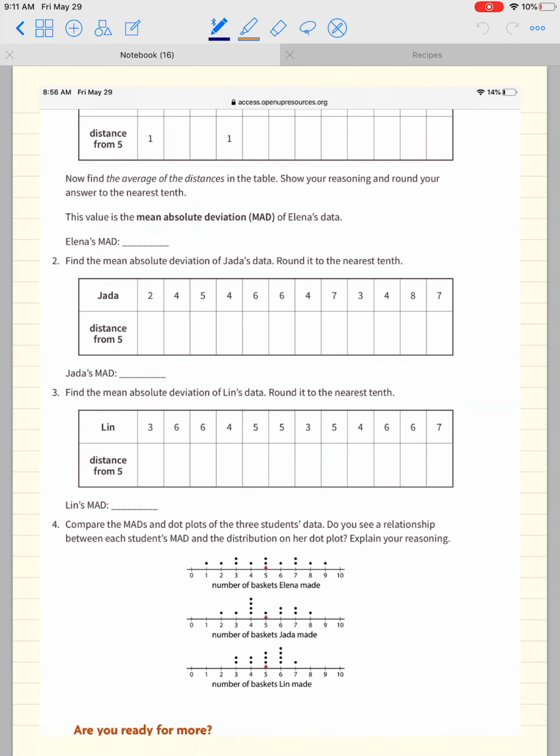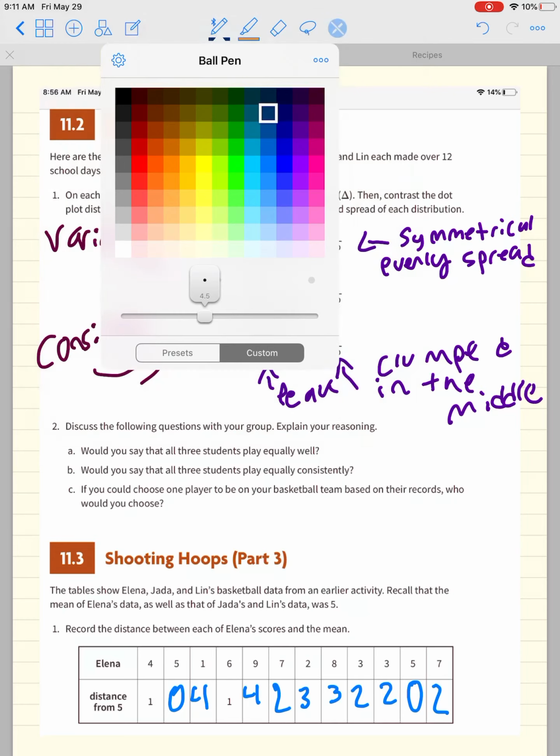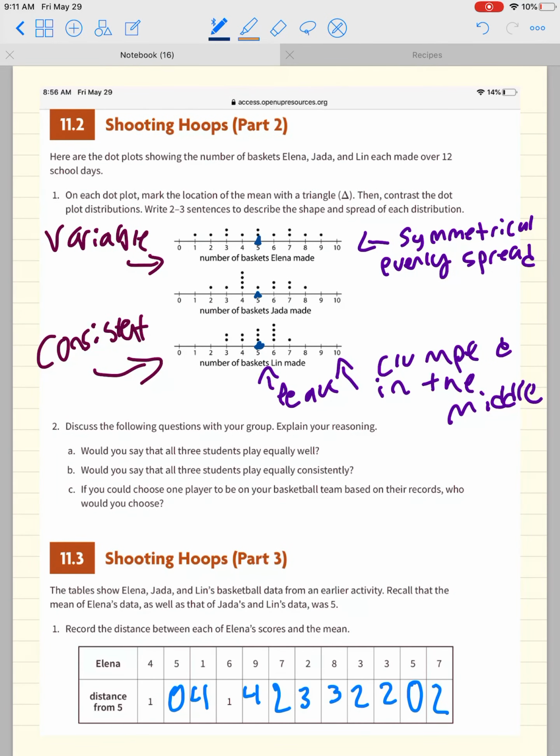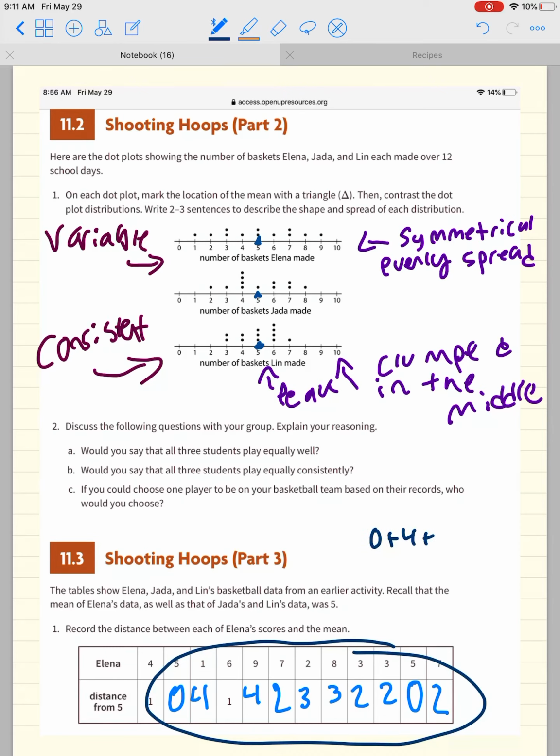Now we're going to look at the next part of the question. It says, now find the average of the distances in the table. So find the mean of the distances. So you're going to take these numbers right here, and you're going to find the mean of them. Okay, so that means you're going to add them up. 0 plus 4 plus 1 plus 4 plus 2 plus 3 plus 3 plus 2 plus 2 plus 0 plus 2. So let's do that together. 4 plus 1 is 5. 5 plus 4 is 9. Plus 2 is 11. Plus 6 is 17. Plus 4 is 21. Plus 2 is 23. So you're going to have 23.